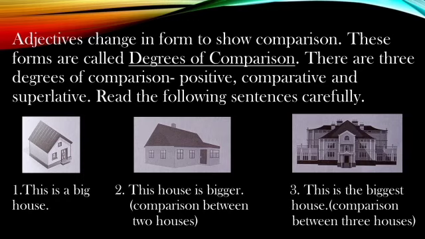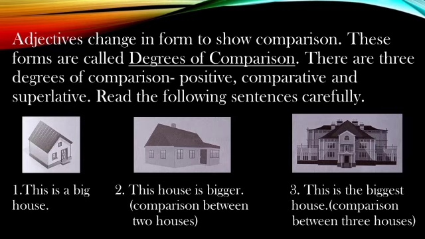We have 3 examples given in the book. We will study them. Firstly, we have a picture and a statement below that. That is, this is a big house. Here you can see a big house is given and the adjective big is in a simple form. So, this is in your positive degree.